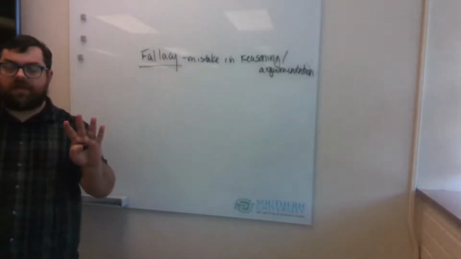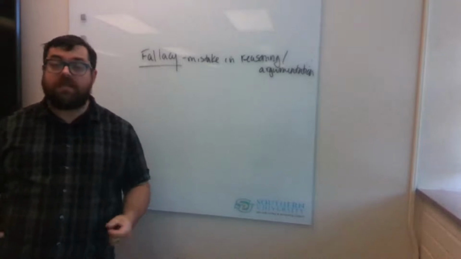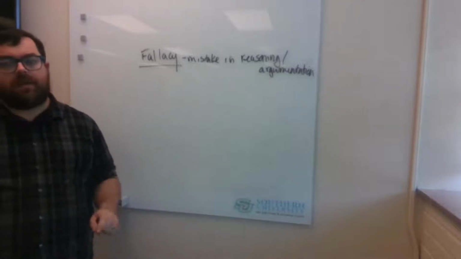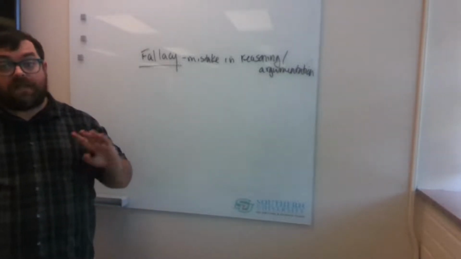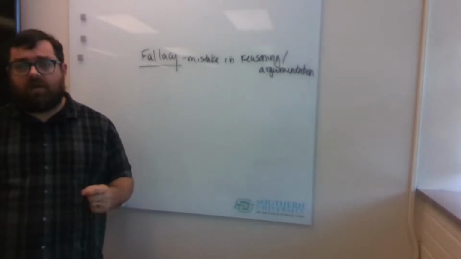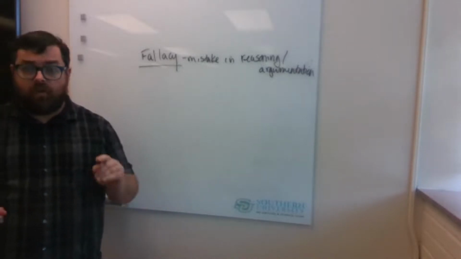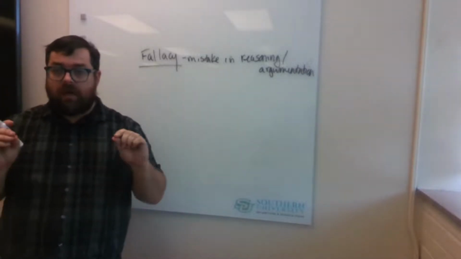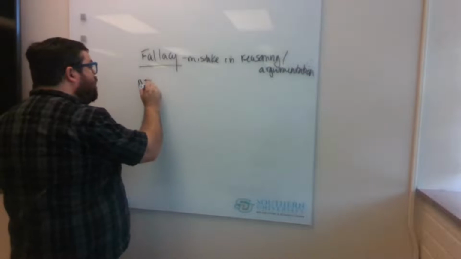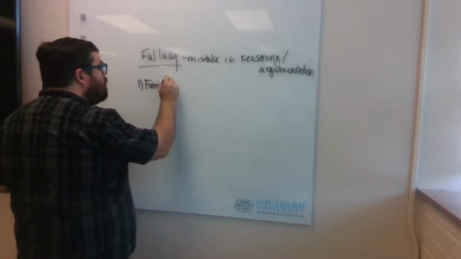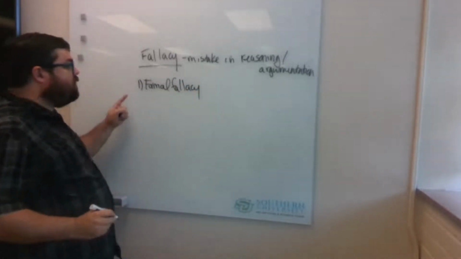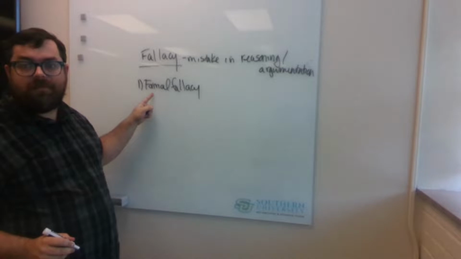Now, there are two types of fallacies. This first section will delineate between the two types. It's rather short because we spend the rest of the unit learning about all the informal fallacies, and we only pay attention to formal fallacy during this little lecture. So a formal fallacy is a mistake in terms of its form.